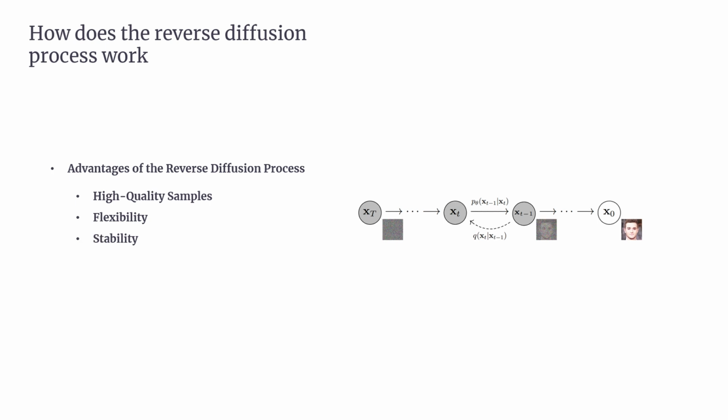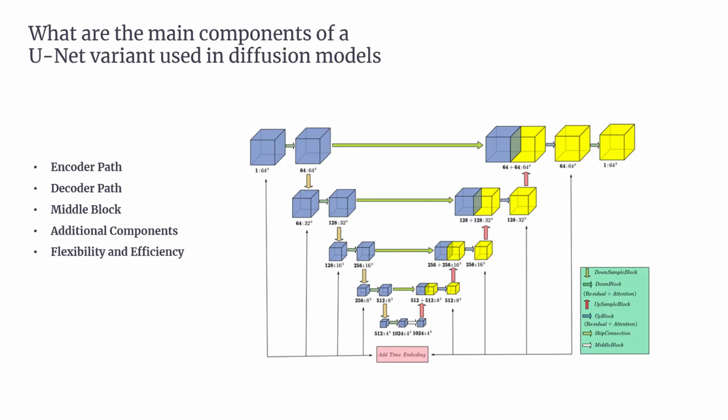Fourth, advantages of the reverse diffusion process. 1. High-quality samples. The gradual denoising process allows for the generation of high-quality samples, especially in terms of detail and realism. 2. Flexibility. This process is flexible and can be applied to a variety of generation tasks, including conditional generation, like text-to-image, or even style transfer. 3. Stability. The step-by-step nature of the reverse diffusion process provides stability in both training and sample generation, making it easier to control and improve over time.